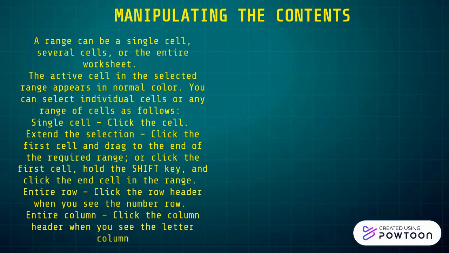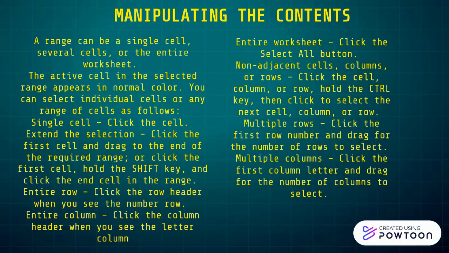Entire row, click the row header when you see the number row. Entire column, click the column header when you see the letter column. Entire worksheet, click the Select All button. Non-adjacent cells, columns, or rows, click the cell, column, or row, hold the Control key, then click to select the next cell, column, or row. Multiple rows, click the first row number and drag for the number of rows to select. Multiple columns, click the first column letter and drag for the number of columns to select.